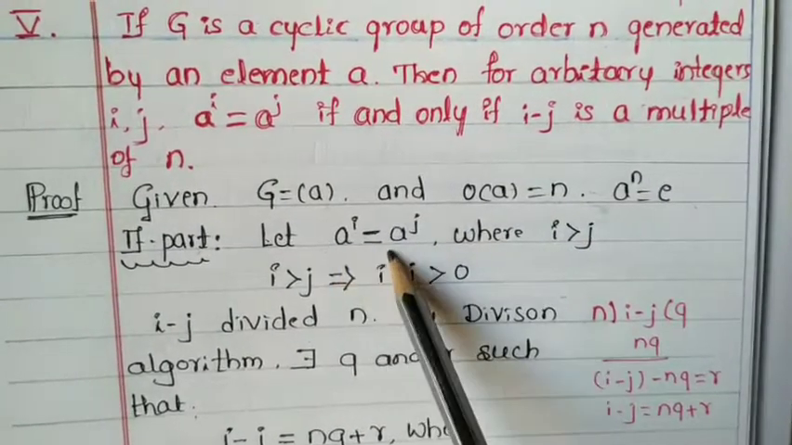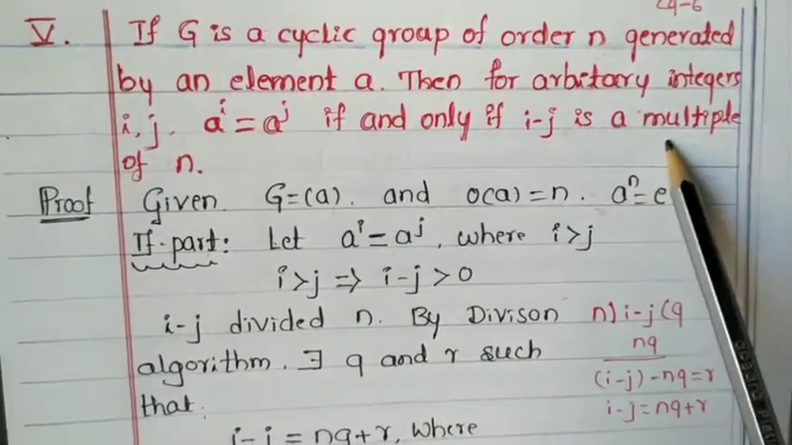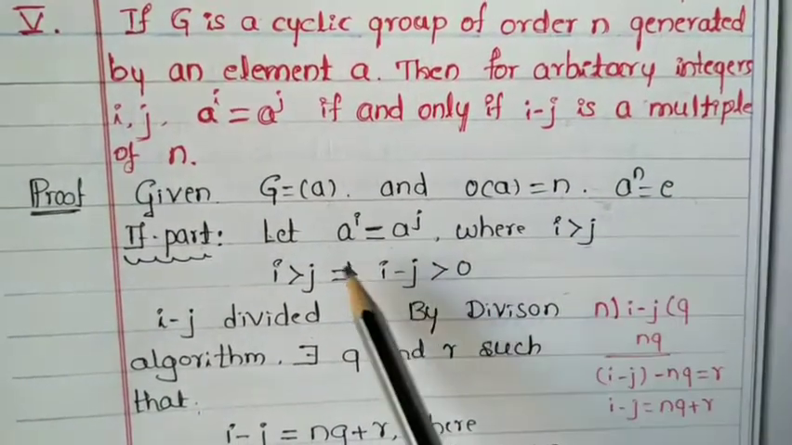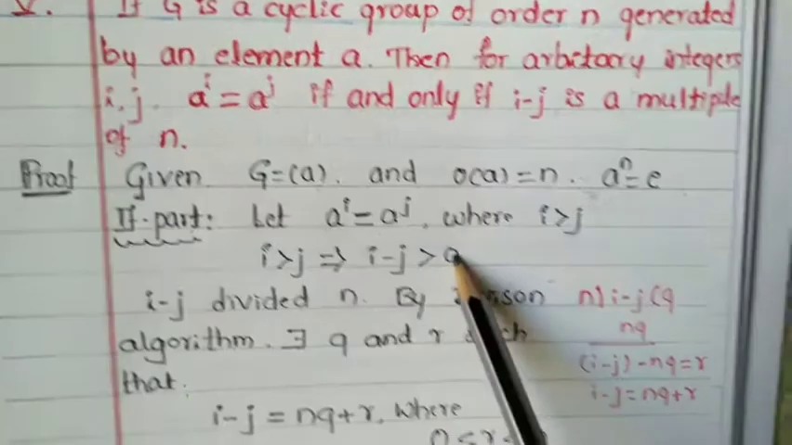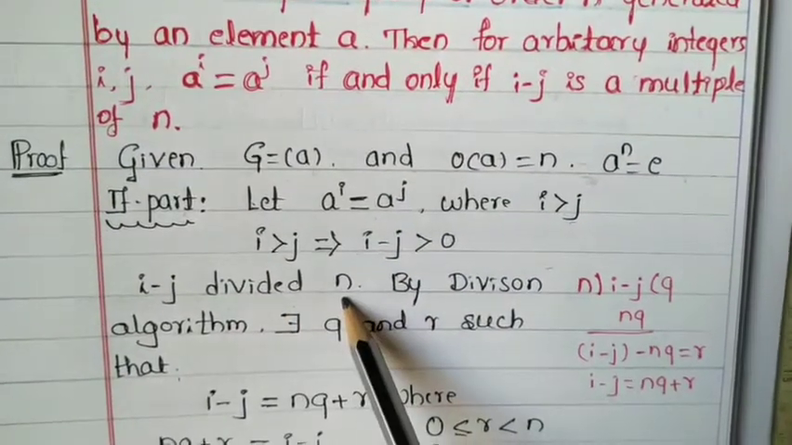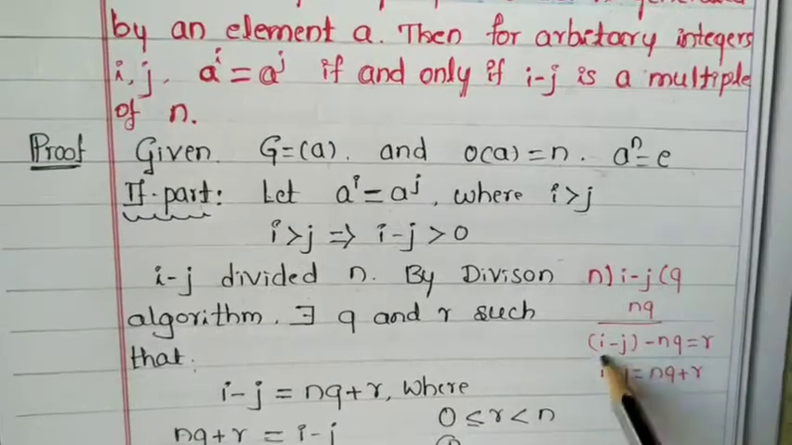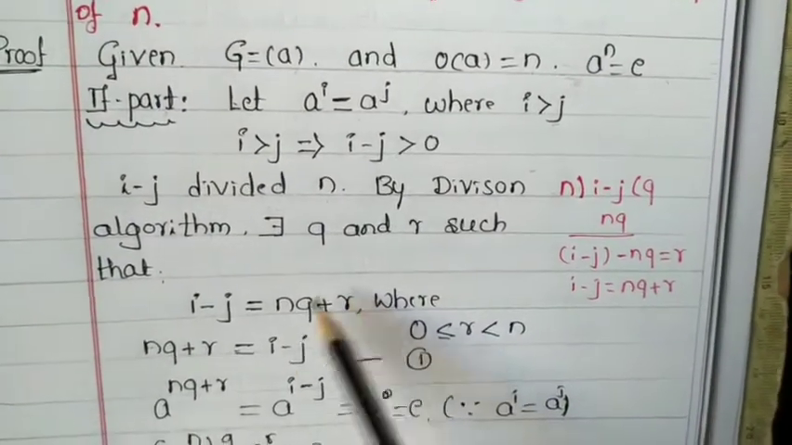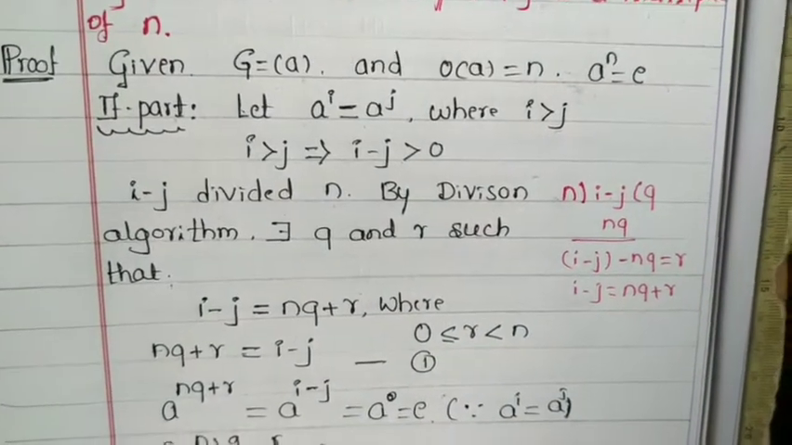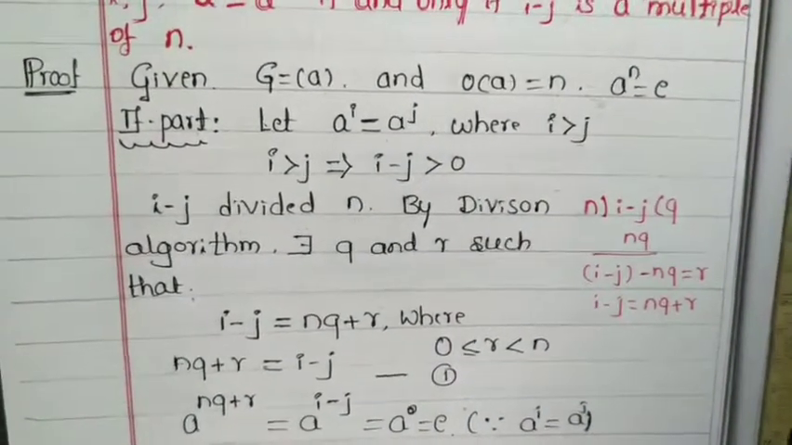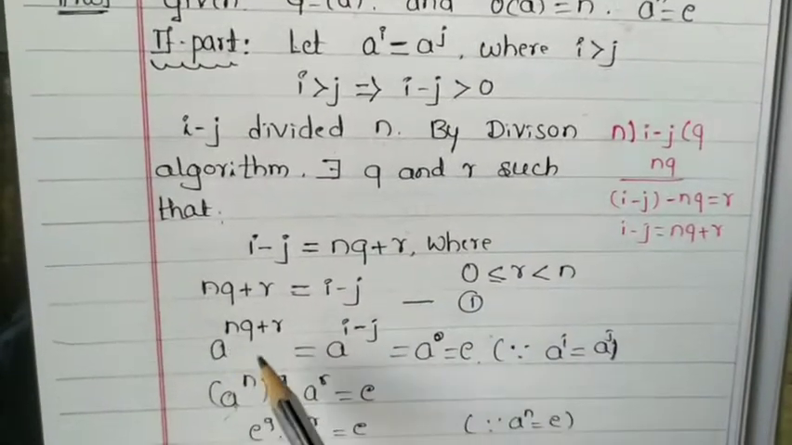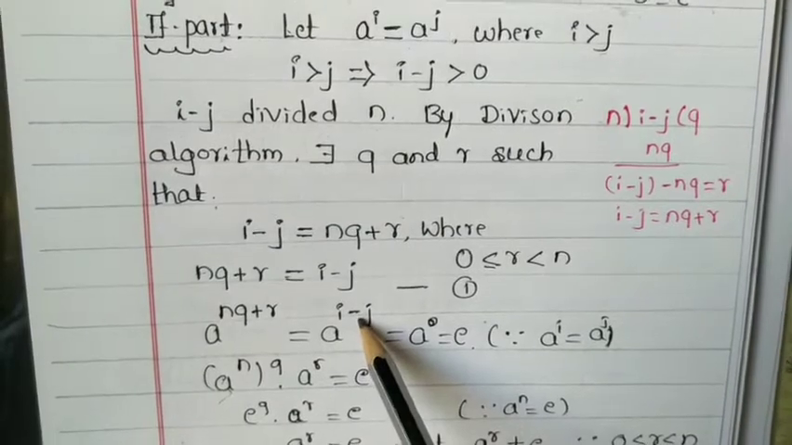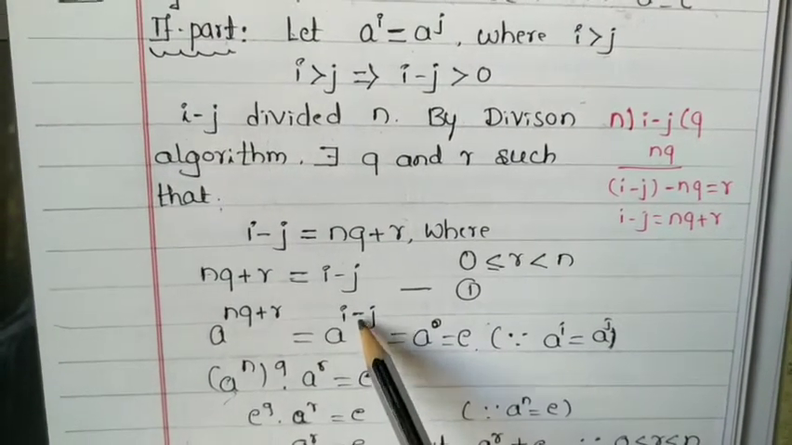Suppose a raised to i equals a raised to j, to prove that i minus j is a multiple of n. Here i is greater than j, which means i minus j is greater than 0. Divide i minus j by n. According to the division process, i minus j equals nq plus r. Taking base a on both sides, we get a raised to nq plus r equals a raised to i minus j.